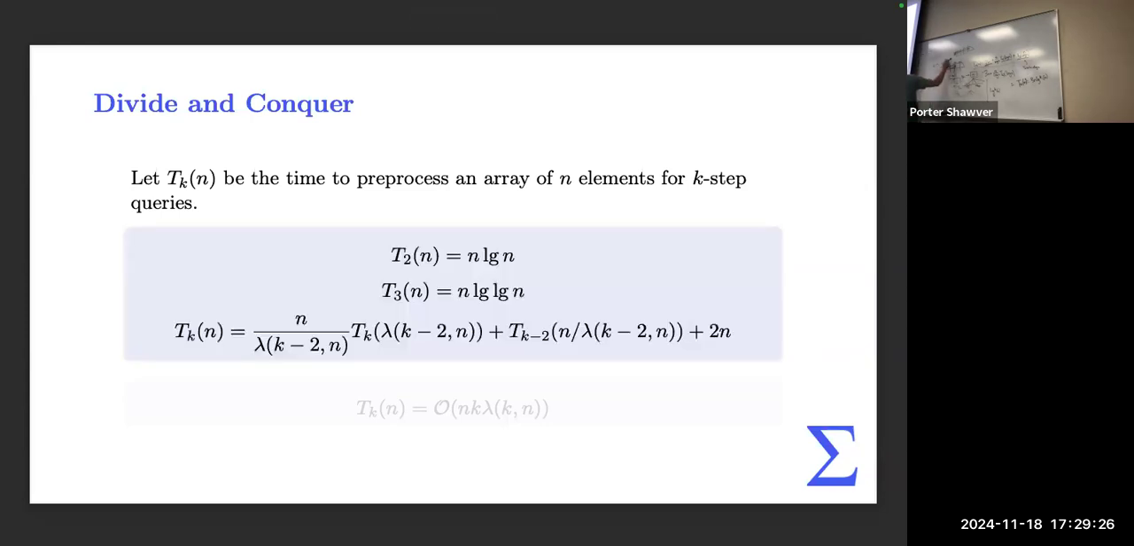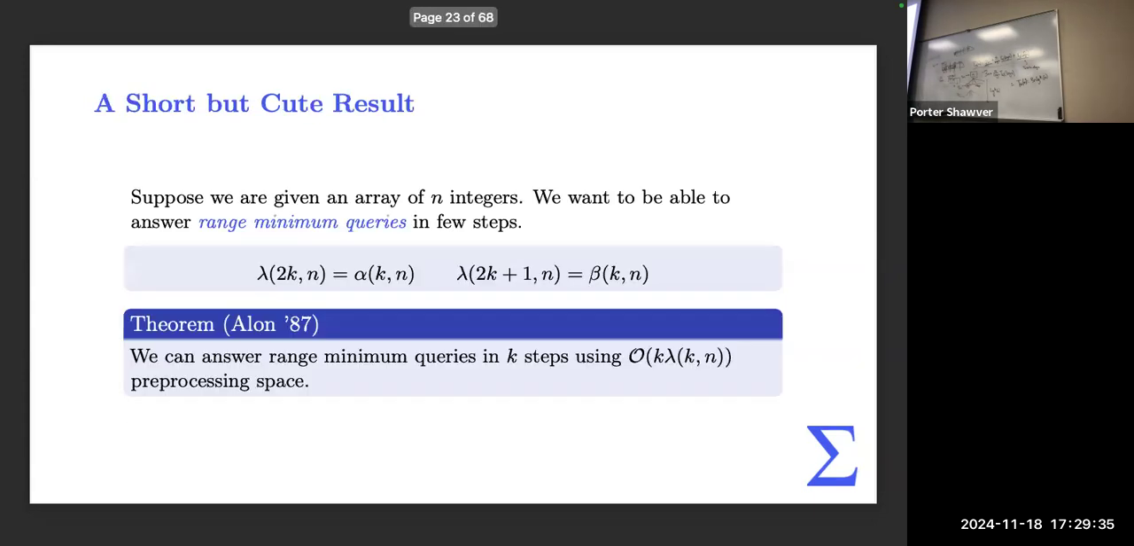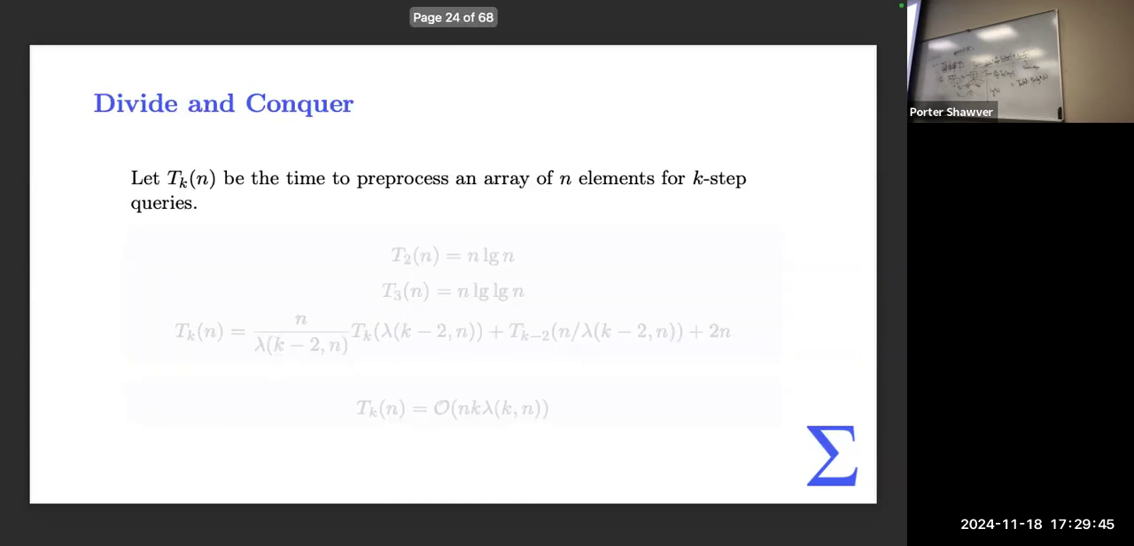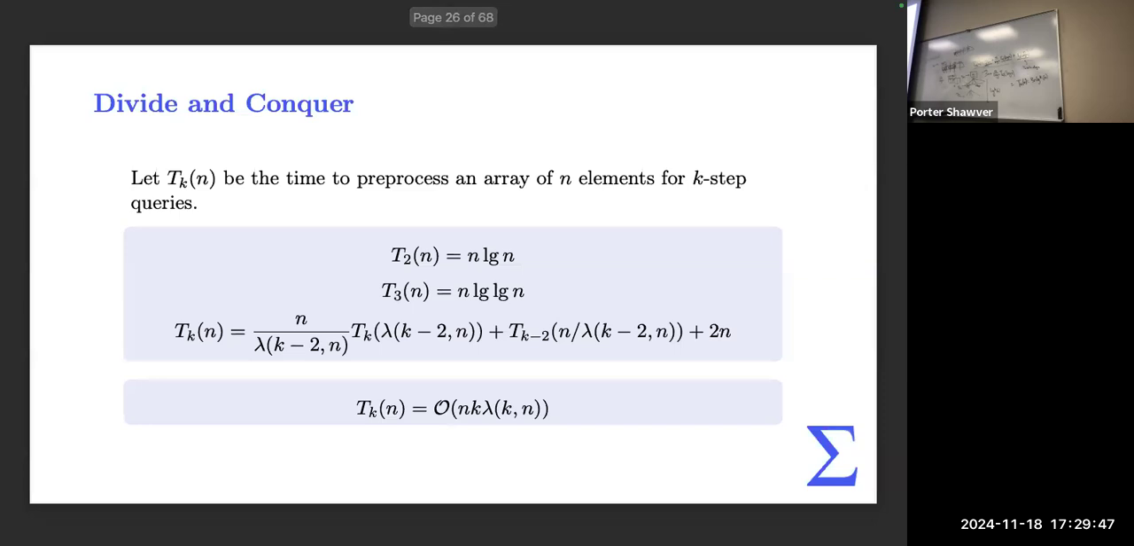In particular, for an arbitrary k, the size of each block is defined by this lambda function, which alternates between the alpha function and the beta function that I defined earlier. For even k, I use the alpha; for odd k, I use the beta. That's the recurrence here, and the solution is n k lambda k.